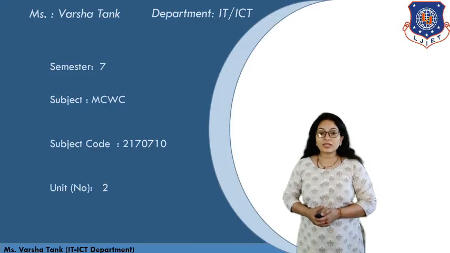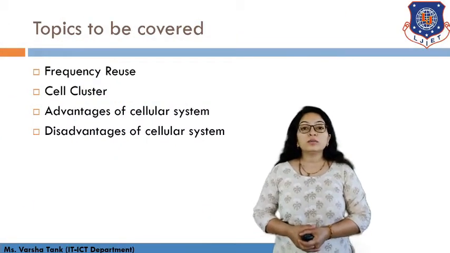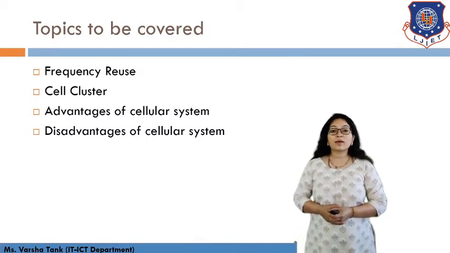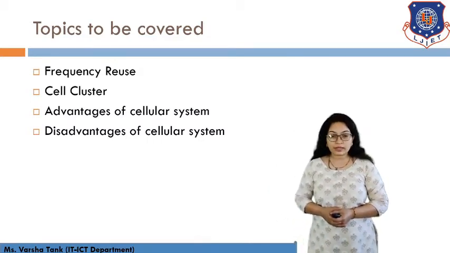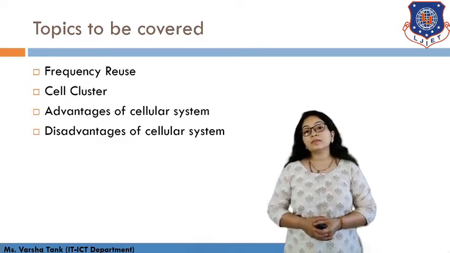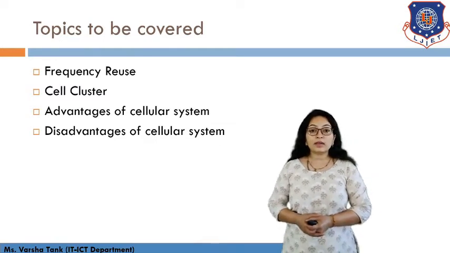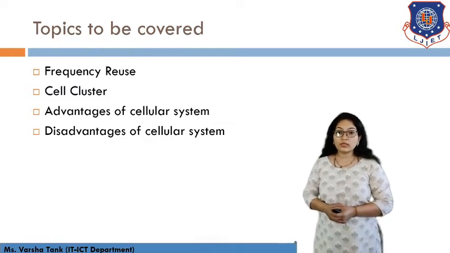Okay, so in the last lecture we started unit number 2. In the last lecture we covered cell geometry, radiation pattern, the cellular network, and the concept and principle of the cellular network. So in this lecture, we are going to cover topics related to the last lecture.